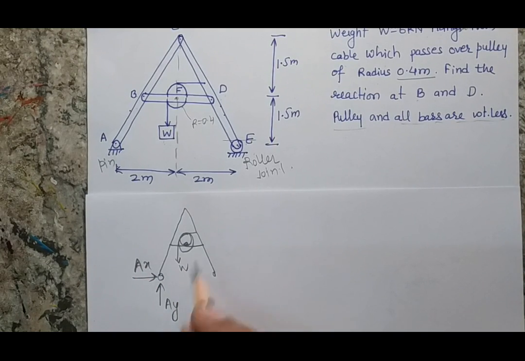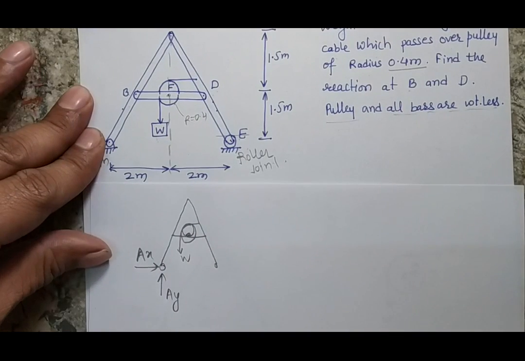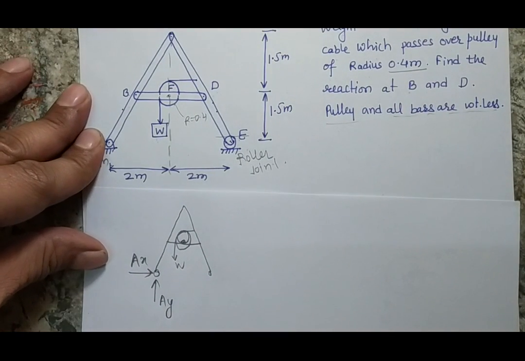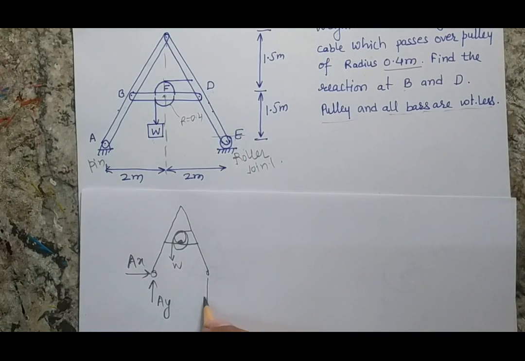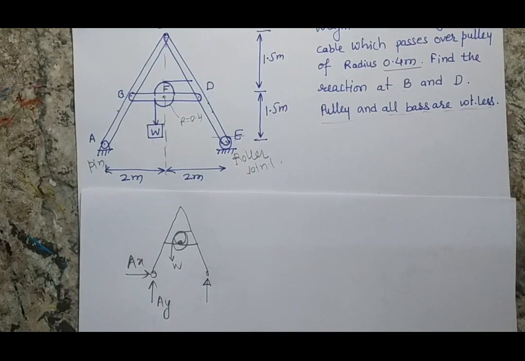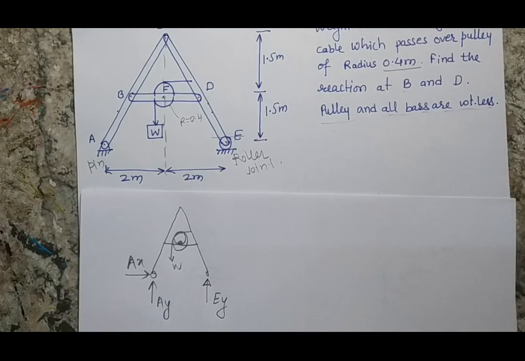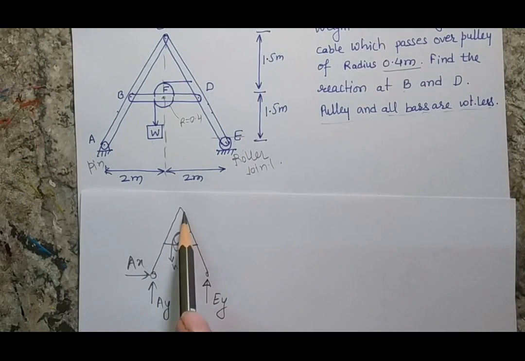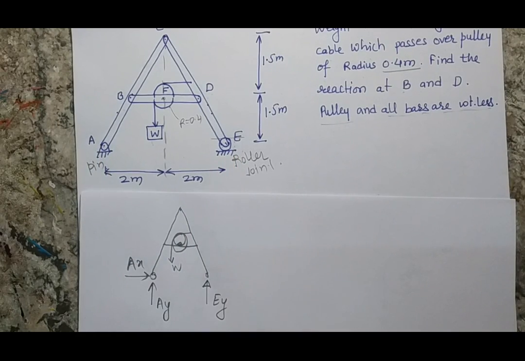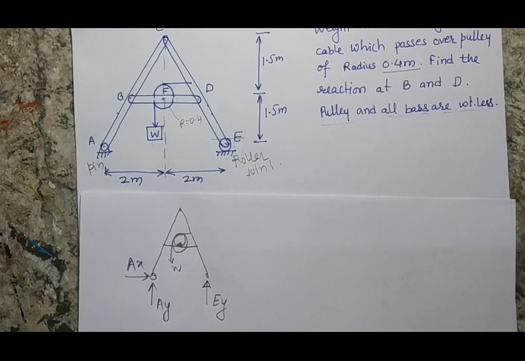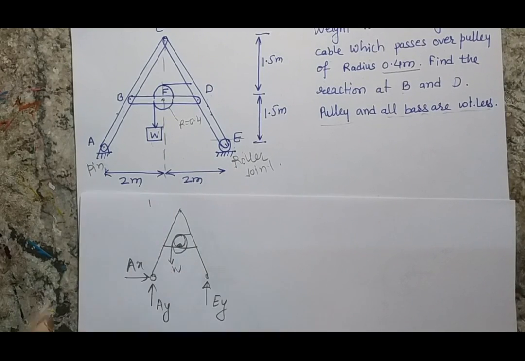I don't know whether it will be upward or rightward, but as these are the unknowns, I am taking these two values randomly. When I solve the problem, I will get the actual direction. Since E is a roller joint, the force will act in the upward direction. So this would be my EY. Nothing else, because I am not removing any other joint, only I have removed joint A and joint C. So in my free body diagram, these two joints will be replaced with some forces. So this is my first free body diagram.